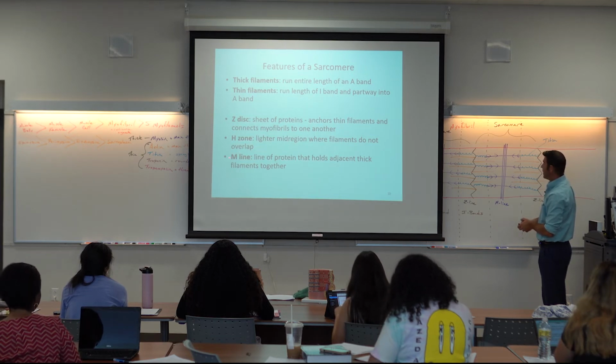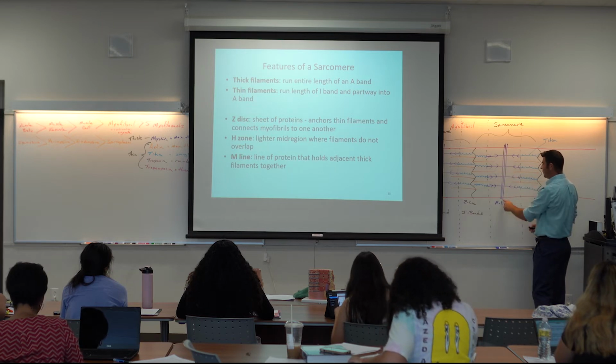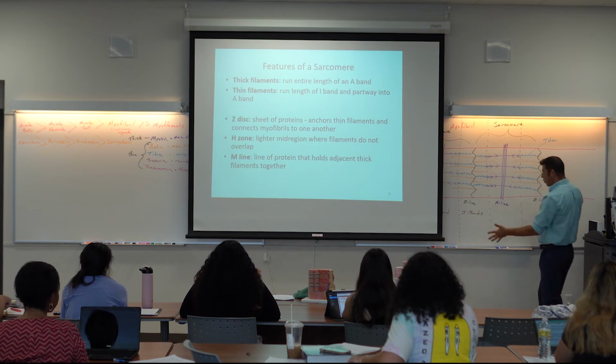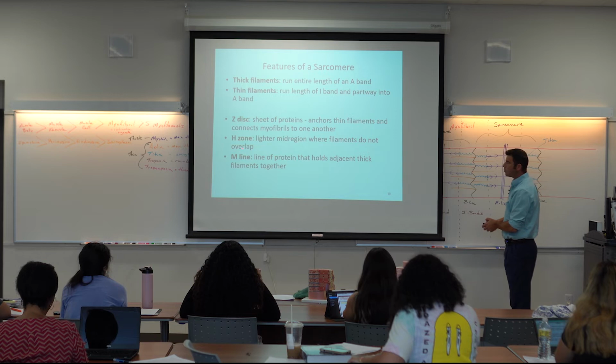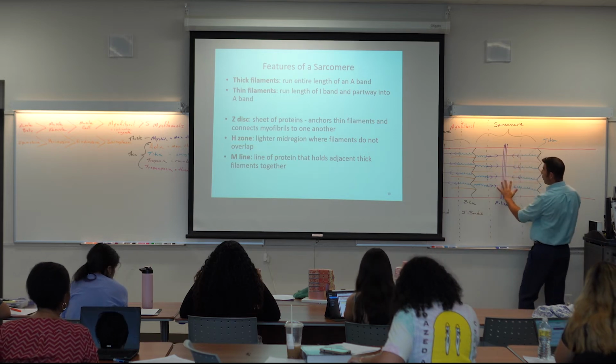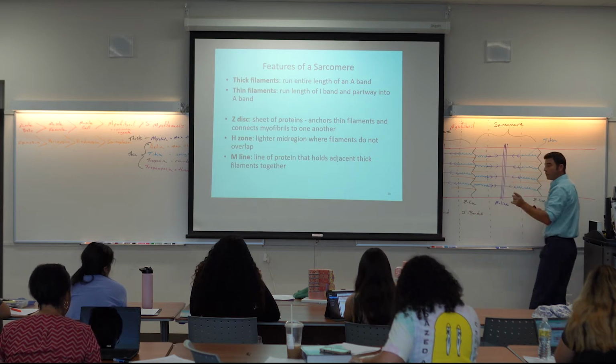I talked about the M line, which is the middle of the sarcomere where all of those myosin filaments are anchored. But what I didn't draw on here, because I didn't want to overload this thing with lines, is what's called an H zone. The H zone is just this part of the A band where there are thick filaments only.